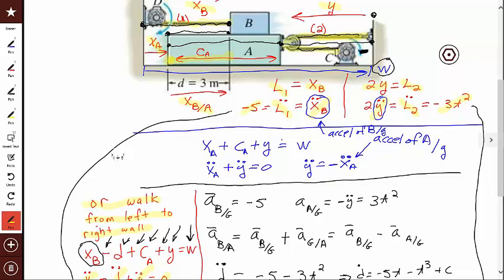This term right here, XA, is the position of A relative to the ground. Why? Because it's measured from the point on the ground over to body A.